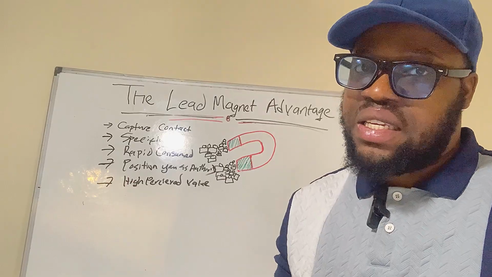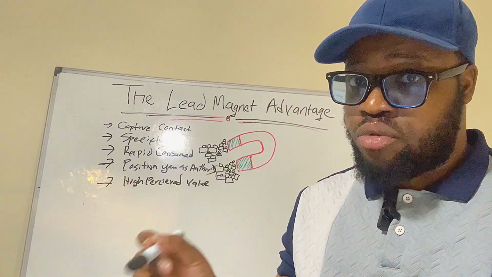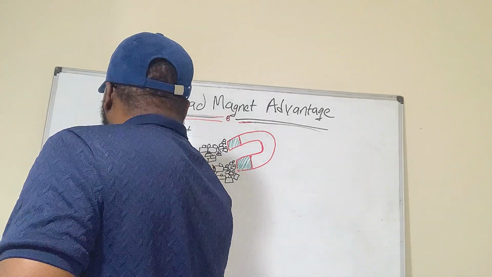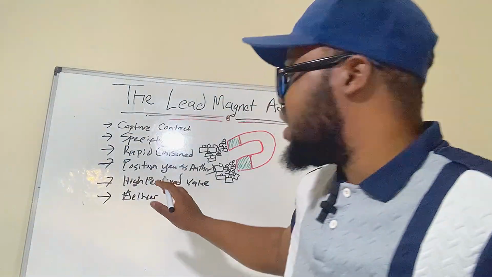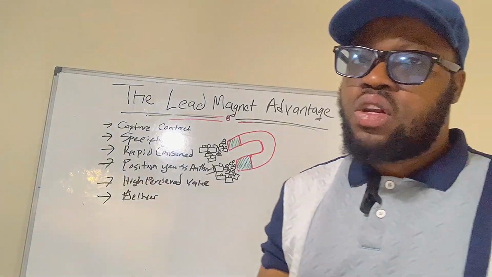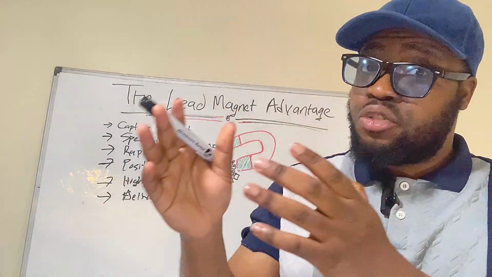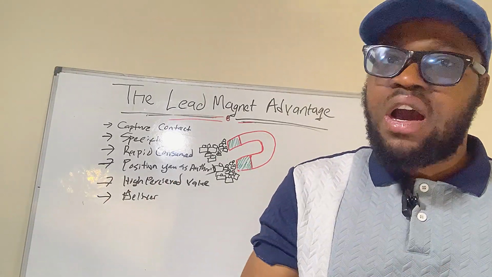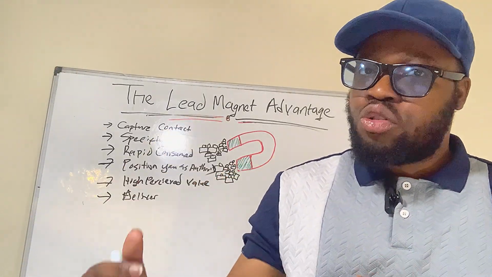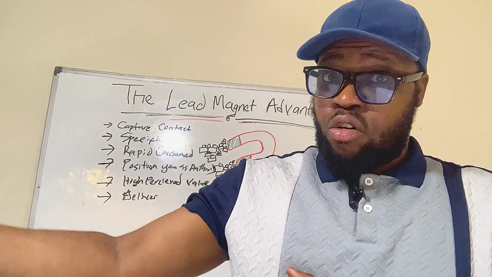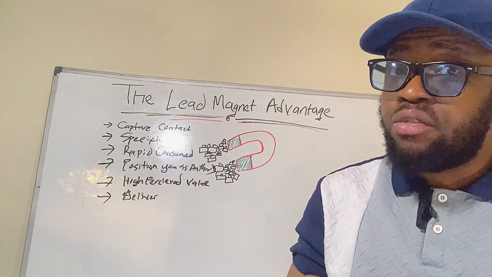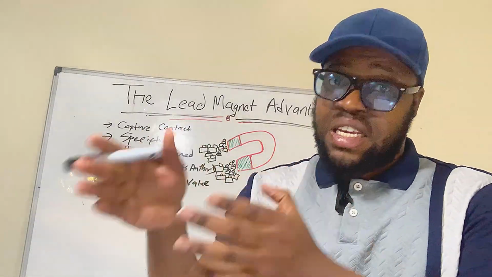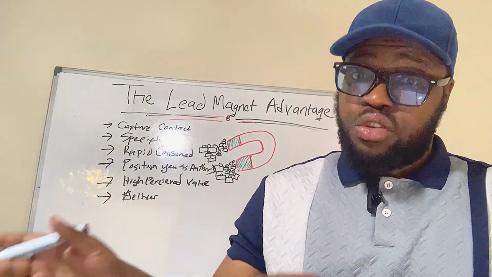Another very important thing is that it has to deliver on the said promise. So let's say you're promising them something, you have to deliver on that promise. That's how you build trust. If you don't deliver on the said promise, they won't trust you to deliver on the main offer. If you are promising them something in the lead magnet, you have to give them that particular thing in the lead magnet. So it has to deliver on your said promise.